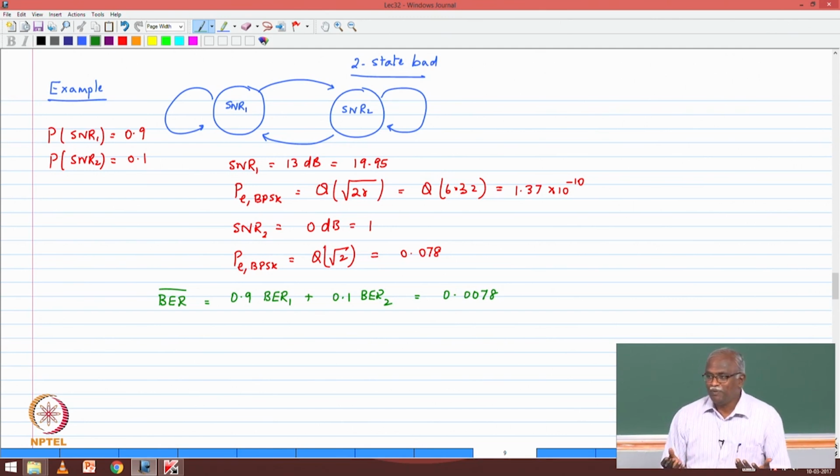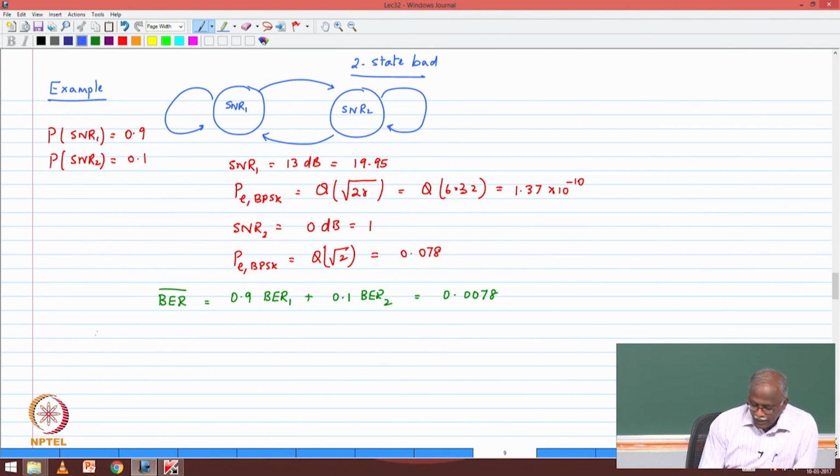No, what happened to your 10 power minus 10? Because that really did not contribute to the bit error rate at all. What was actually dominant, even though it was only 10% of the time, is the bad SNR state. Okay, now here comes the crucial observation.